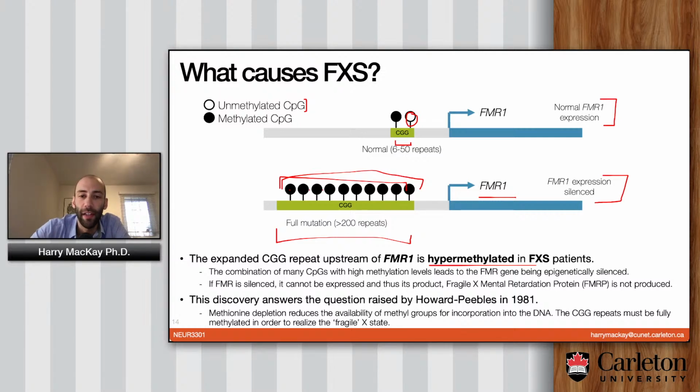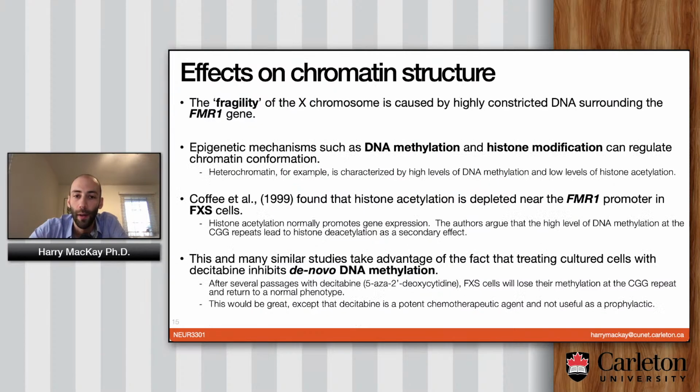So how does this methylation cause the fragility of X? We can see how it impacts the expression of this FMR1 gene, FMR1 being essential for brain development. You need it to be expressed. If it's not expressed, then you're not going to have normal brain development. That's simple enough, I suppose. The fragility itself is caused by the DNA around the FMR1 gene being highly constricted. So the chromatin, in other words, is in a very compact state.